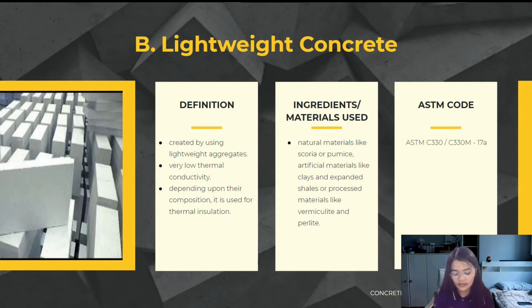Common uses for this concrete type is for creating long-span bridge decks and building blocks. As for the advantage, dahil nga siya ay poor conductor, it is used to protect steel structures. ASTM code for this type of concrete is ASTM C330/C330M-17A.